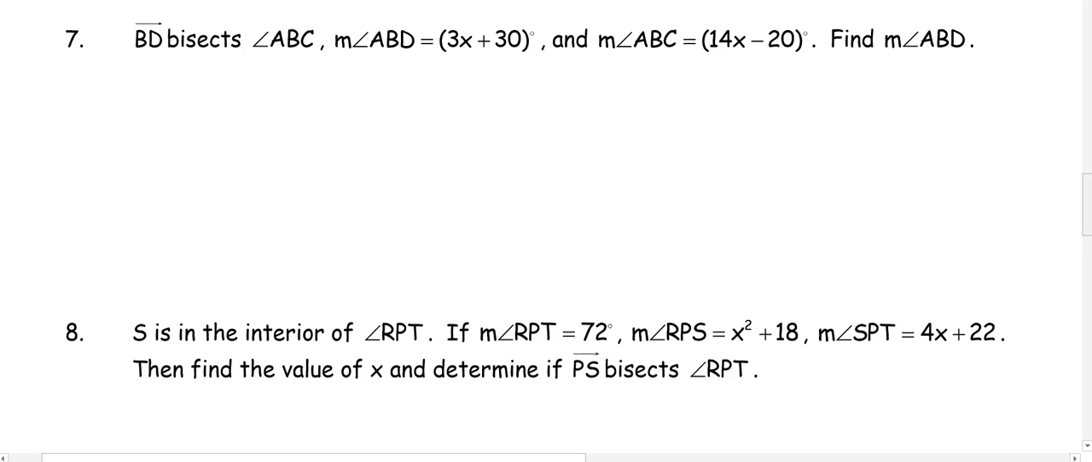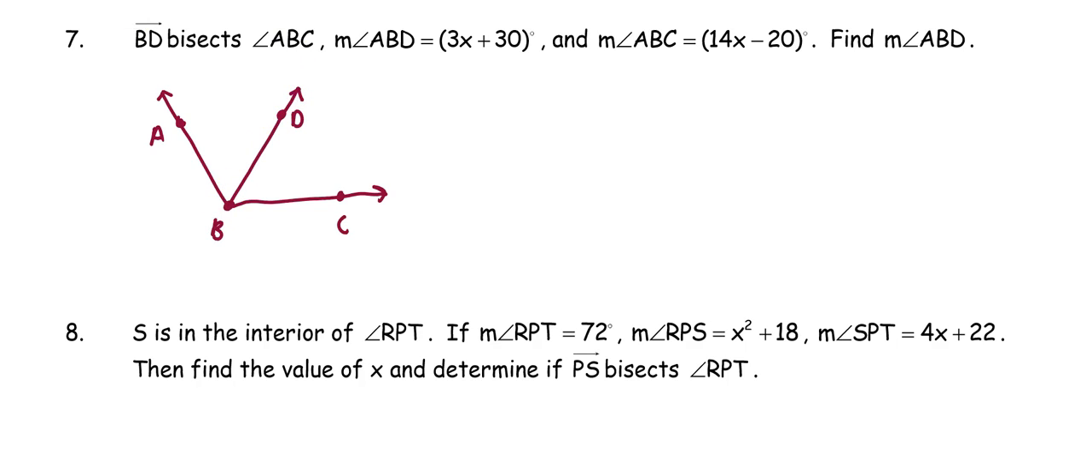Number 7, we have to draw a picture. So BD bisects ABC. It doesn't matter how you draw ABC as an acute or an obtuse angle. We just need a picture so we have a visual. So we have angle ABC, and BD bisects this angle. So that means the angle is cut into two congruent pieces.